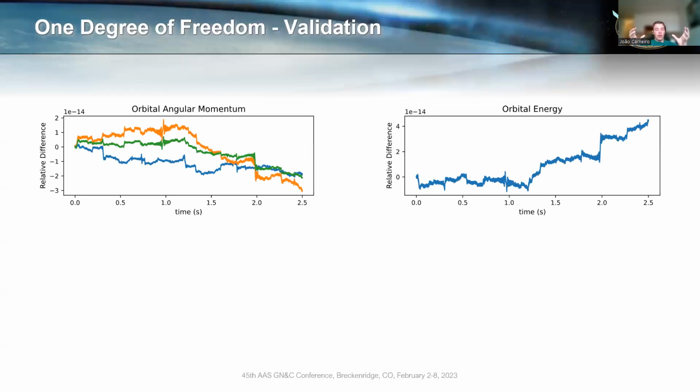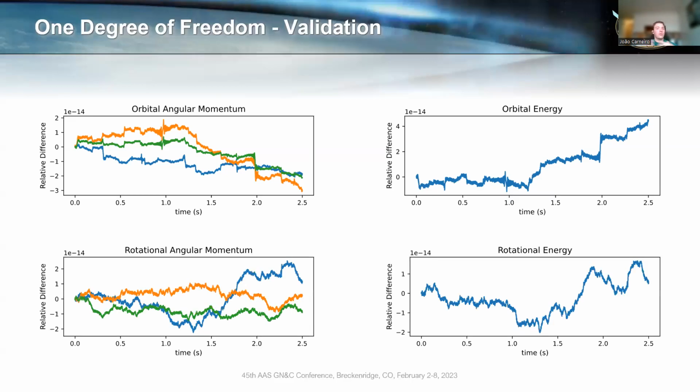So these are the two plots for the orbital properties. On the left, orbital angular momentum, on the right, orbital energy, and we see that they are actually conserved, right? They don't look particularly constant, but the y-axis is on the order of 10 to the minus 14, and this random walk is actually quite typical of fixed time step integrators like the one we use. We actually use RK4, right?